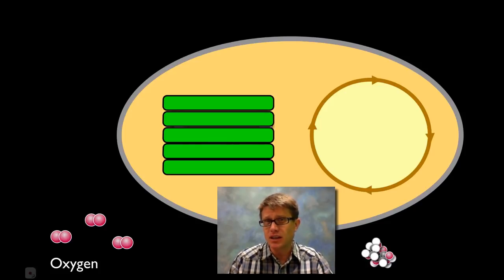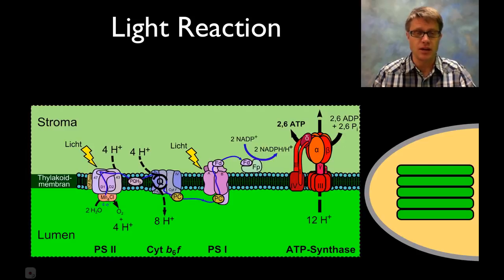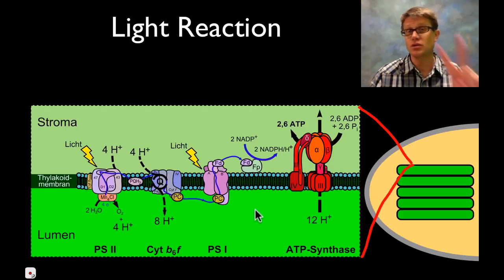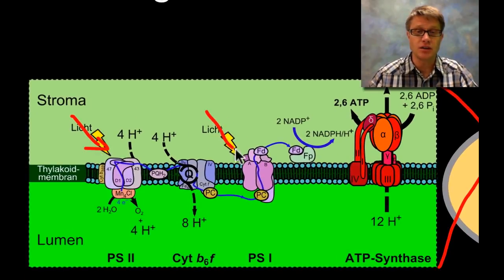But now let's dig in a little bit deeper and talk about the light reaction. Okay, so where are we? We're in the thylakoid membrane, so we're in this membrane right here. If we were to zoom in to that membrane, that's what this diagram is. Okay, so what are the two things coming in? Well, the first one's going to be light. So light's coming in here, light's coming in here. What's the next thing that we're going to have coming in? And that's going to be water.